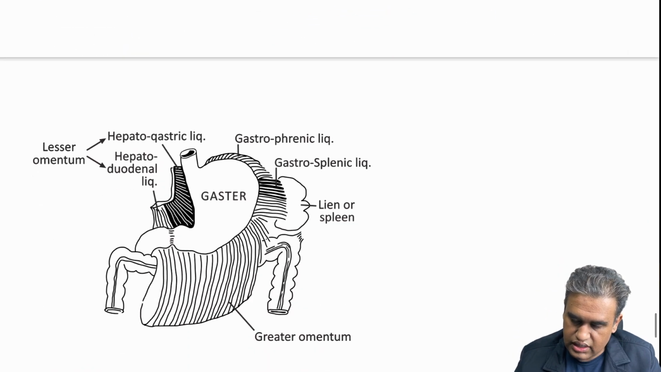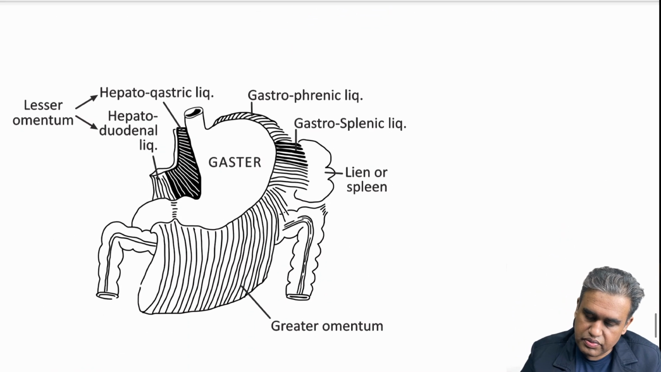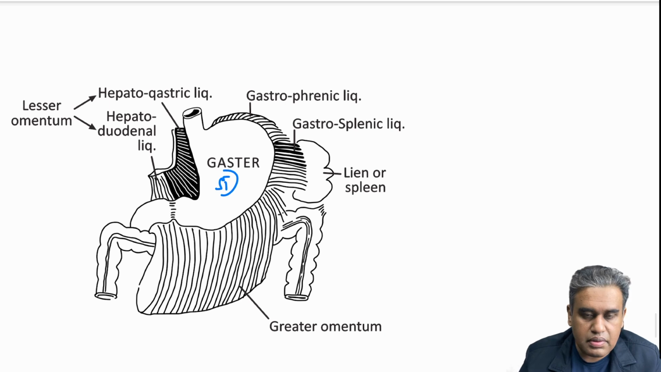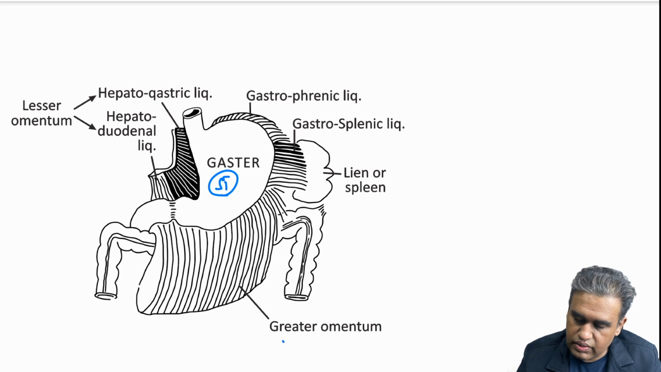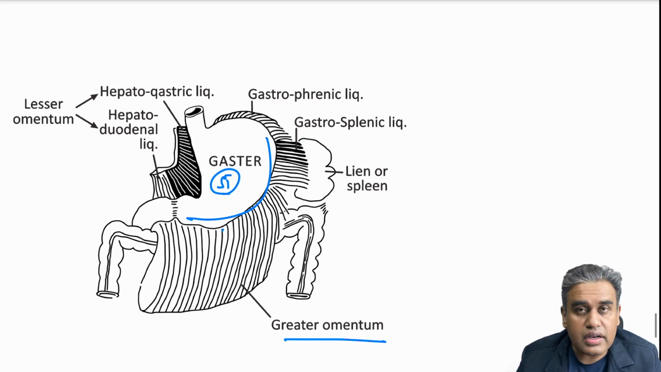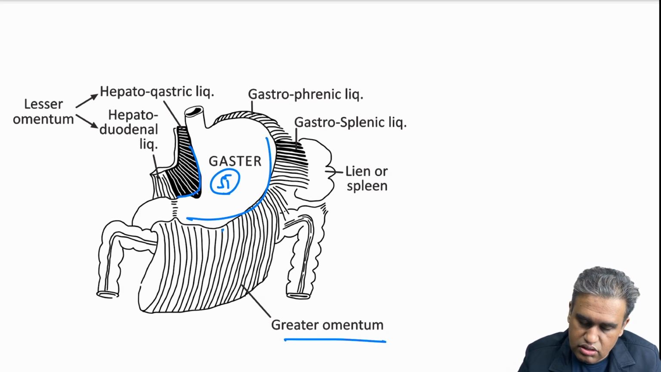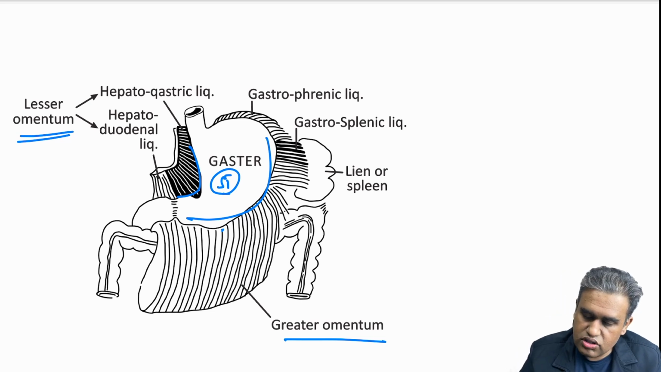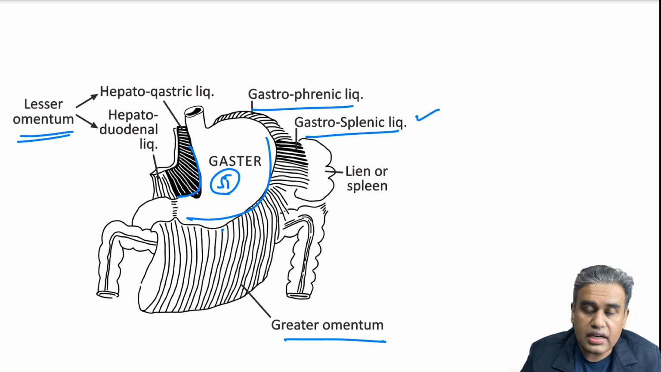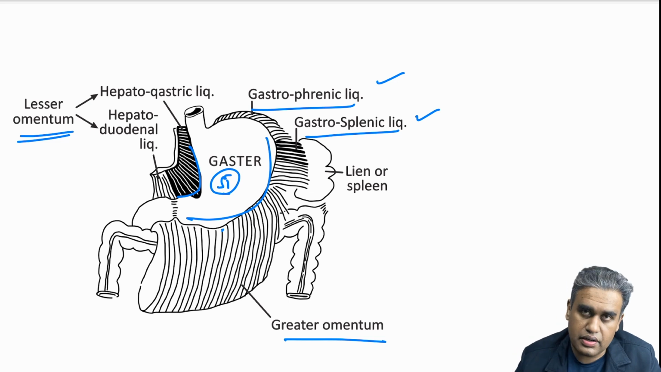So here, if you look at this image, first of all, understand, this is the stomach over here. Stomach is an intraperitoneal organ and it is covered by various ligaments. On the greater curvature, you have the greater omentum. On the lesser curvature, you have the lesser omentum. Between the stomach and the spleen, you have the gastrosplenic ligament. Between the stomach and the diaphragm, you have the gastrophrenic ligament.